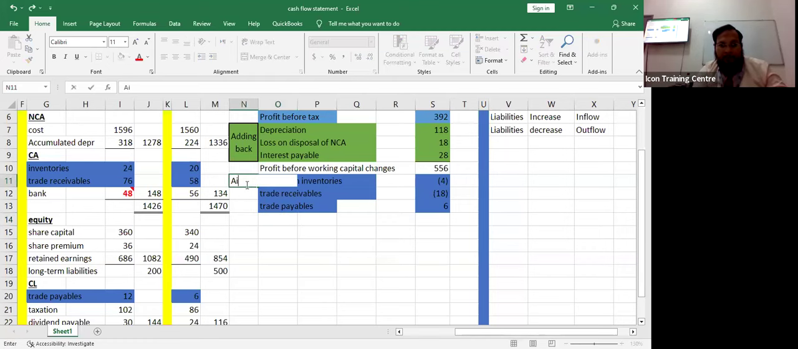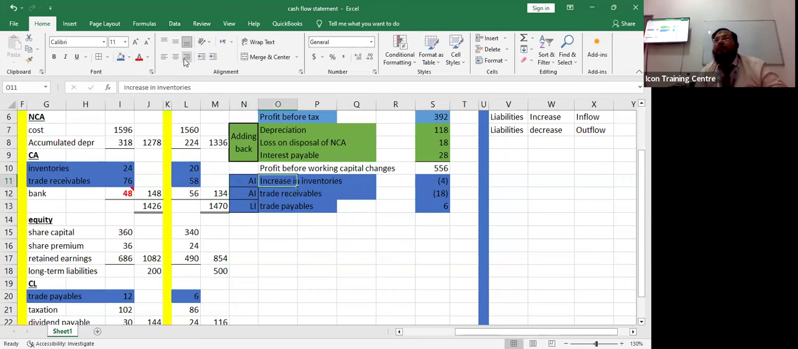AI stands for asset increase. LI means liability increase. Or if you want to remember it like this: asset increase outflow, AIO, and LII. AIO, LII: asset increase outflow, liability increase inflow.